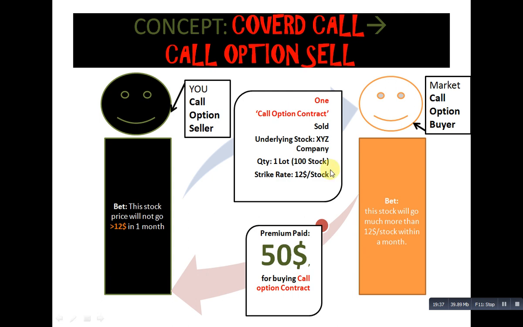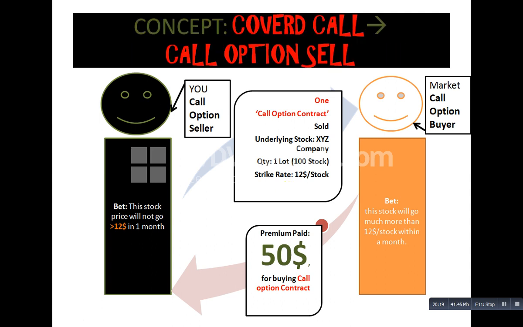So to summarize what we discussed earlier, you sold the contract of company XYZ, one lot which is 100 stocks, at a strike rate of $12 a stock with an expiry date of 1 month to this person, and in return you got $50. Your bet was that this stock price will not go above $12 in 1 month, and the person who bought, their bet was that this stock price will go much more than $12 within a month, right? So that's when the transaction of your covered call or your call option sale is happening.